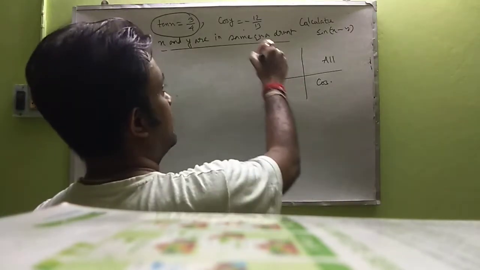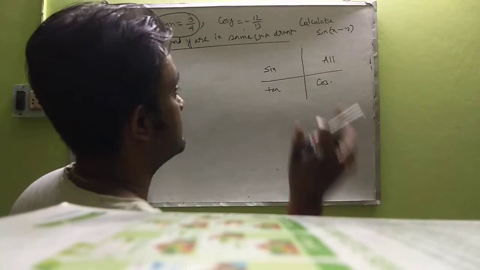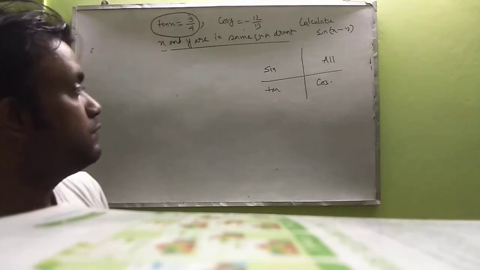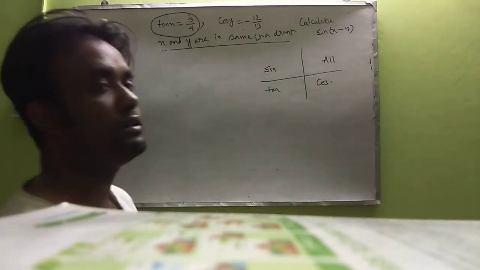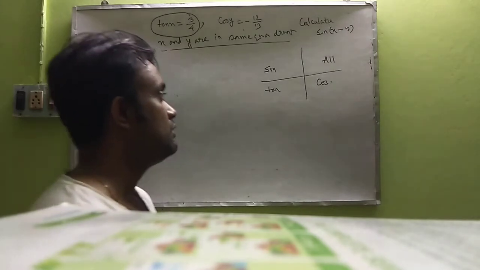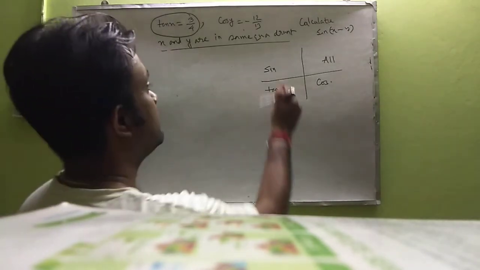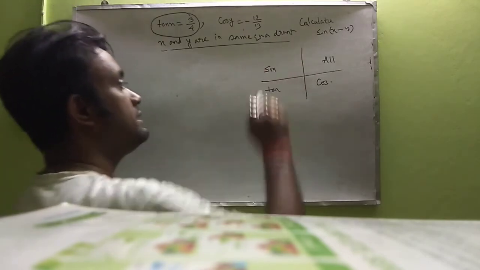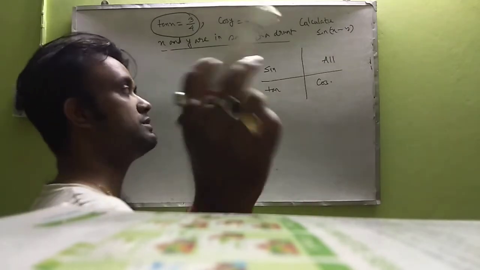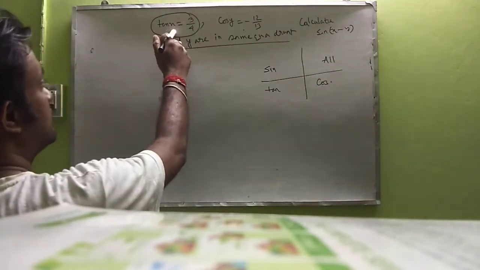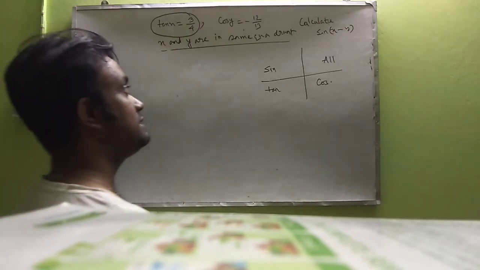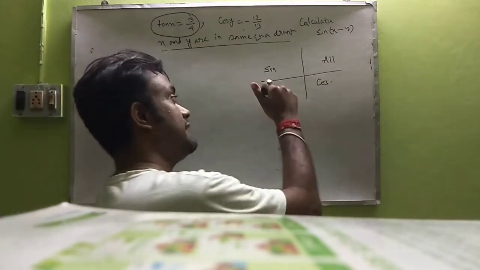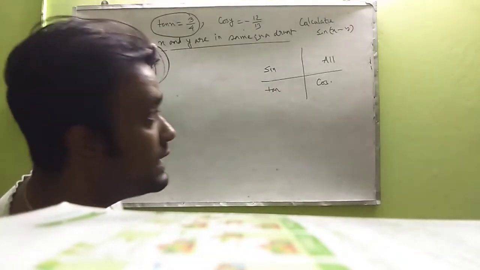If we think that these angles are in the second quadrant or in the fourth quadrant, then sine theta is positive in the second quadrant, but tan theta and cos theta both are negative. But here it is given that tan x is positive and cos y is negative. So only in the third quadrant is tan x positive and cos x negative.